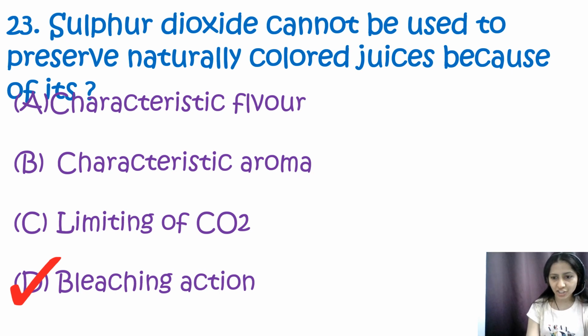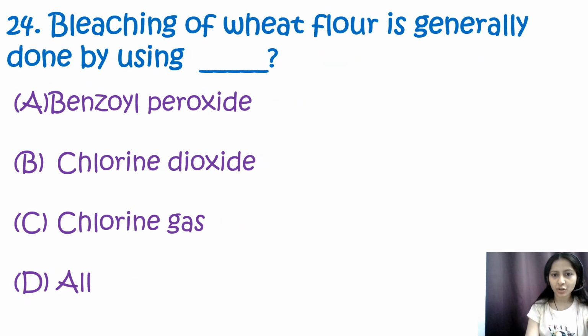Next, question number 24. Bleaching of wheat flour is generally done by using, options are benzoyl peroxide, chlorine dioxide, chlorine gas and all. So my correct option is D, that is all. Bleaching of wheat flour is generally done by various agents like benzoyl peroxide, chlorine dioxide, chlorine gas or nitrogen dioxide. This bleaching is done to remove the yellow xanthophyll pigment present in the milled grains, and to produce a finer, whiter flour. So the correct option is D, that is all.